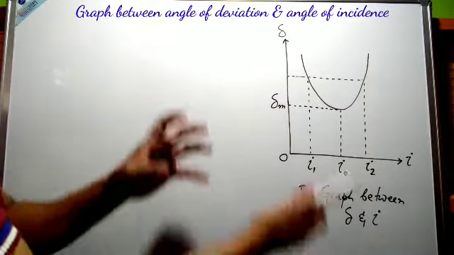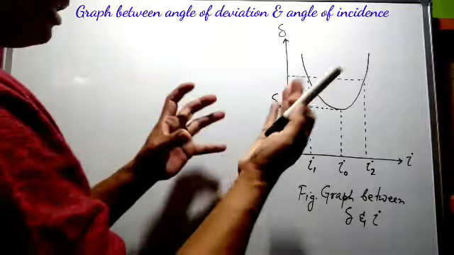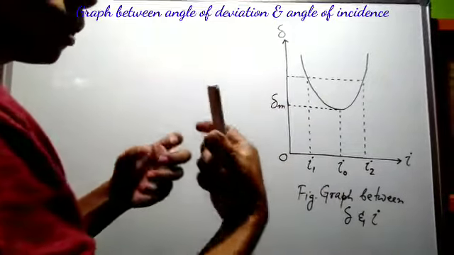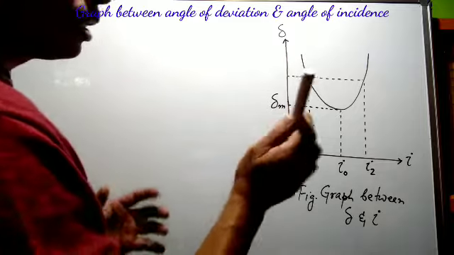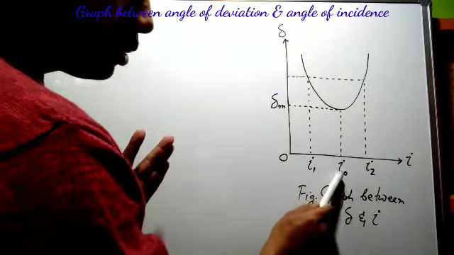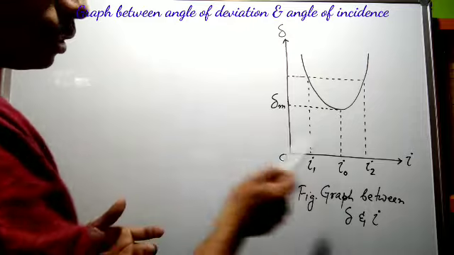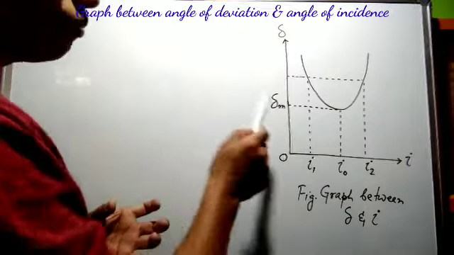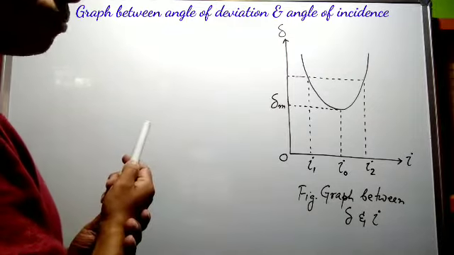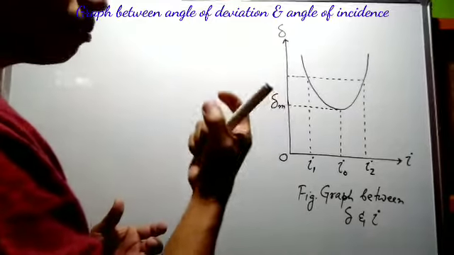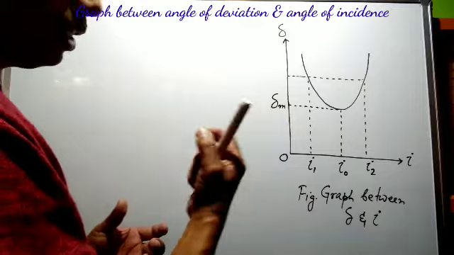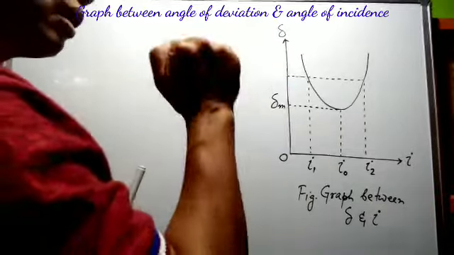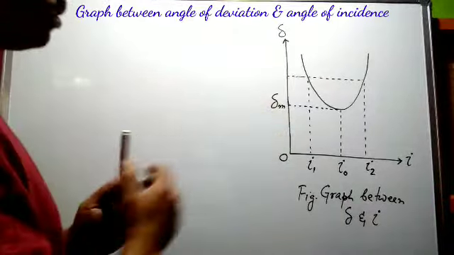Now, the nature of the graph between delta and I has some important points. At a particular angle of incidence, I naught, the angle of deviation becomes minimum. The angle of deviation is minimum at a particular value of angle of incidence.